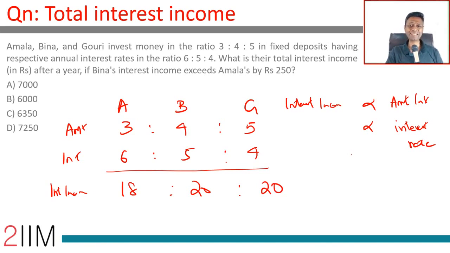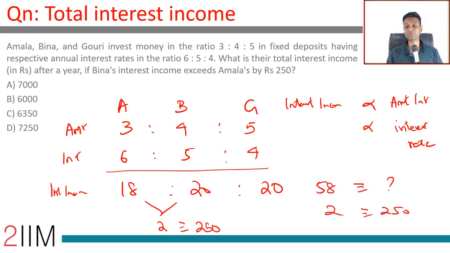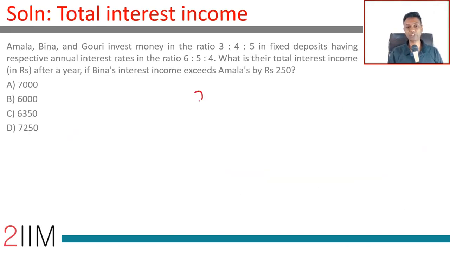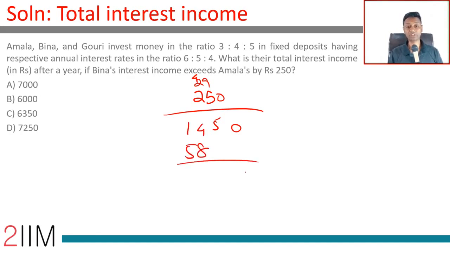Bina's interest income exceeds Amala's by 250. So think about it in unit terms. This 2, the difference, corresponds to 250. What is the total? Total is 18 plus 20 plus 20, 58. What does that correspond to? 2 corresponds to 250. 58, what does it correspond to? 2 into 29 is 58. 250 into 29 is what we need to find. 250 into 29, 0 in the end. That's easy. 5 9s are 45, write 5, carry 4. 5 2s are 10, 10 plus 4 is 14. 145. So 7250.